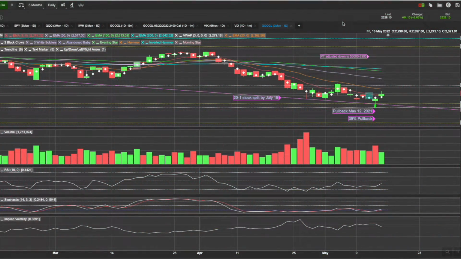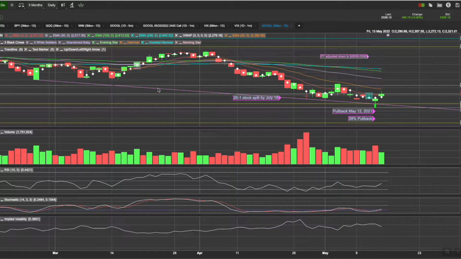Talk a little bit about how the VIX affects your pricing on your options and how it affected a trade I did on Google just the other day. So let's get a little perspective here. The chart we're looking at is a 3-month on Google. These dotted yellow lines are potential resistance points that I have marked.